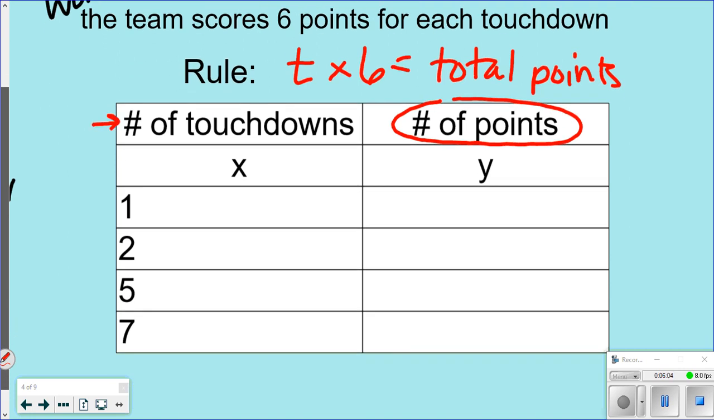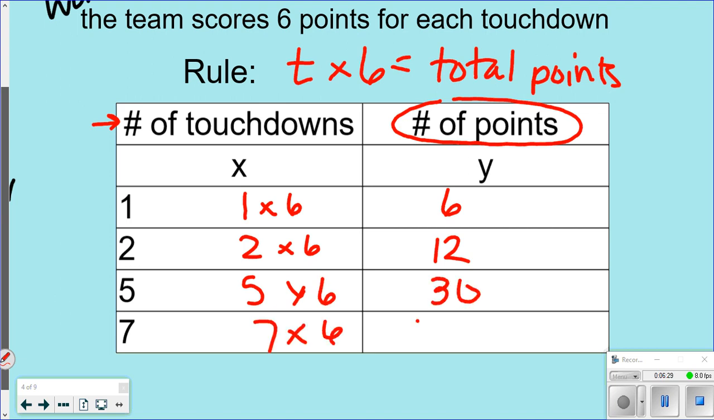If I have one touchdown, how am I going to figure out how many points that is? Well, I'm going to put 1 and take that times 6, and that's going to give me my total points. So I'm going to take 2, substituting for T, and take that times 6. So 2 touchdowns is going to be 12. Notice how it doesn't go in order. I go 1, 2, 5, 7. So 5 times 6 would be 30 points. 7 times 6 would be 42 points.